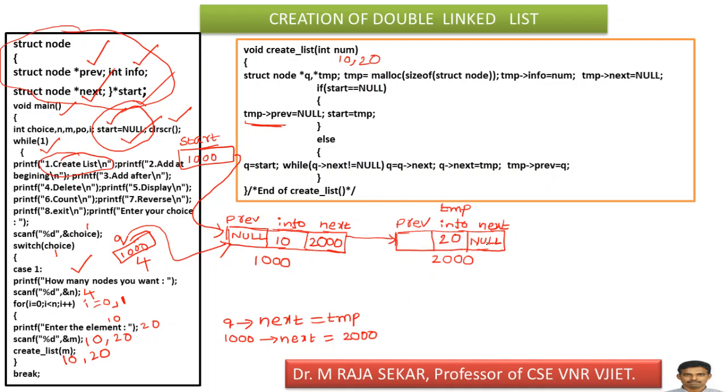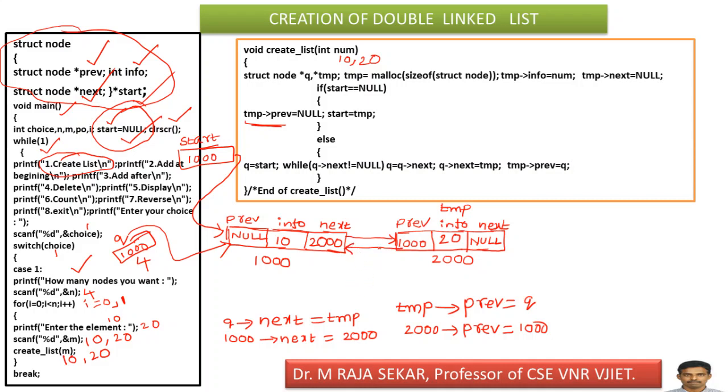TMP arrow PREV equal to Q. What is my TMP? 2000 arrow PREV equal to Q. What is my Q? Q is 1000. How do you know? Just say this one. Q is 1000. Here I must keep 1000. Therefore, it will search for a node whose address is 1000.